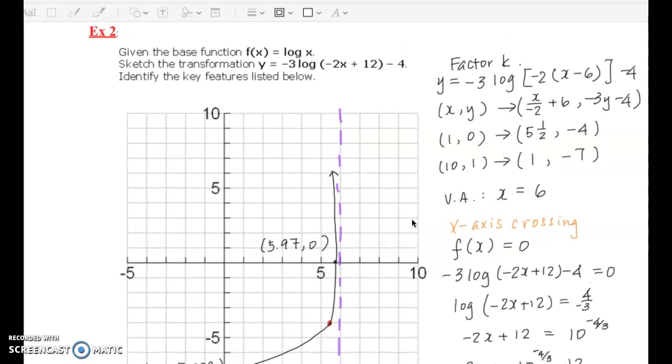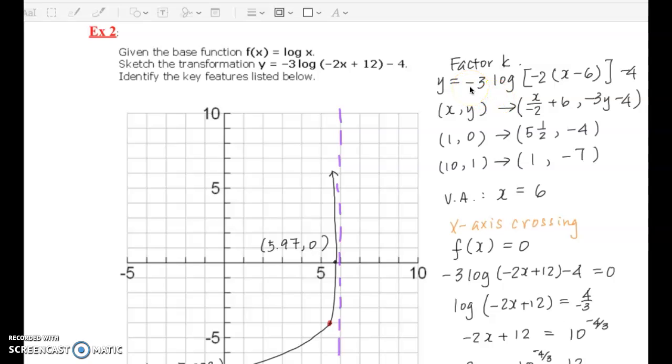So let's look at a more sophisticated example when we have a combo of transformations. Now your base function is log base 10 of x, or log x. We want to sketch the function negative 3 log of (negative 2x plus 12) minus 4. Remember to factor k, then we can read the transformations from left to right.